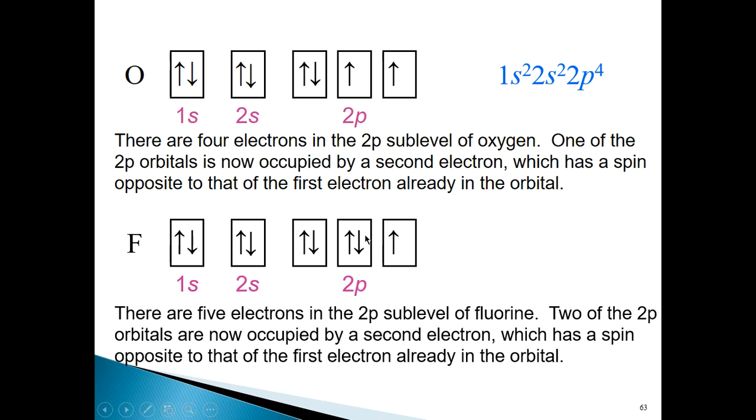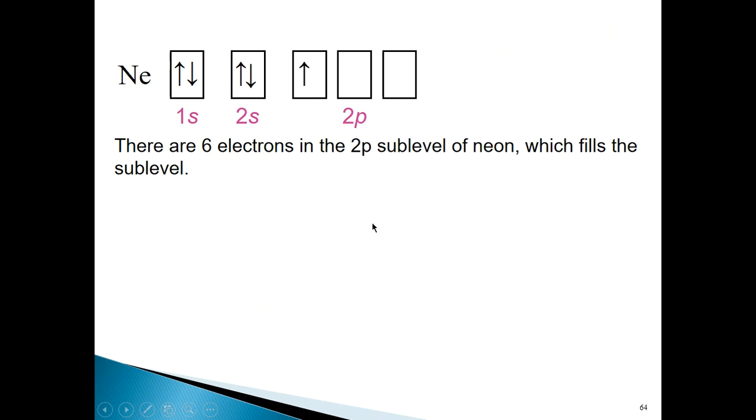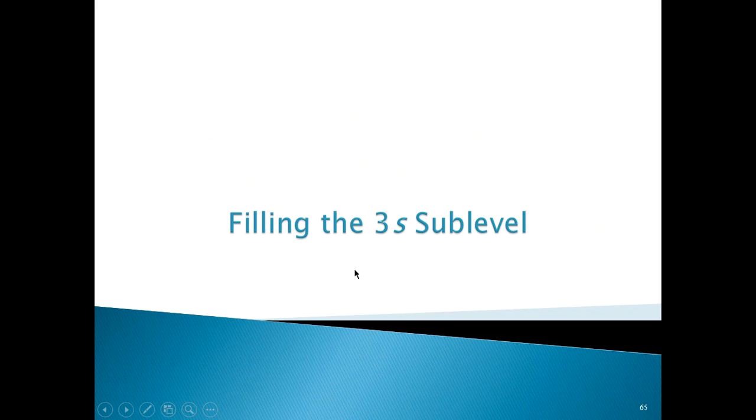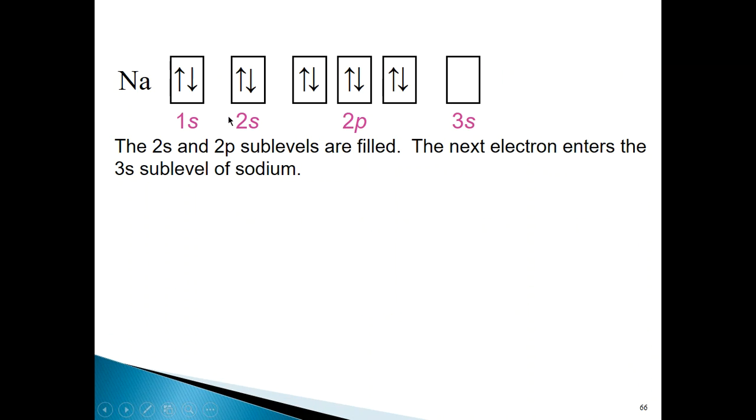And then we get to neon. So this is fluorine. What you see here is the electron configuration of fluorine. So the next electron will be added to this 2p orbital, and that would be the electron configuration of neon. All right. Okay, then the next element is sodium. So what you see here so far is the electron configuration of neon.